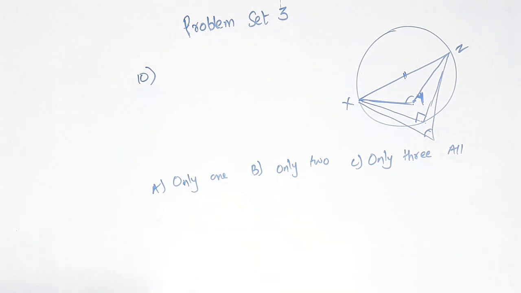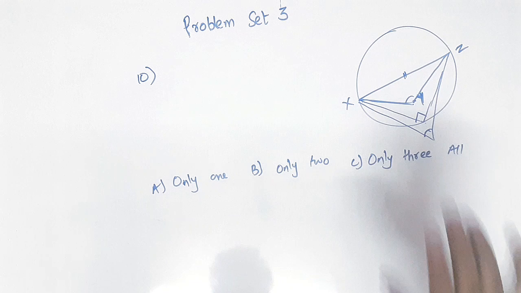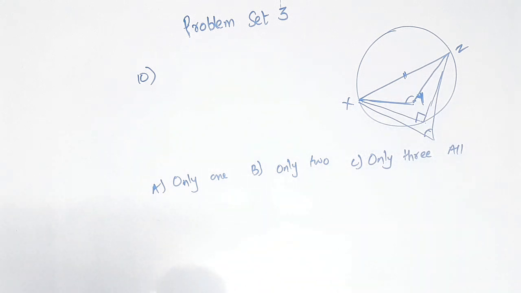Second, angle XYZ can't be a right angle. Very true, it can't be a right angle, it is an obtuse angle. Third one: can't make a definite statement for the measure of angle XYZ.